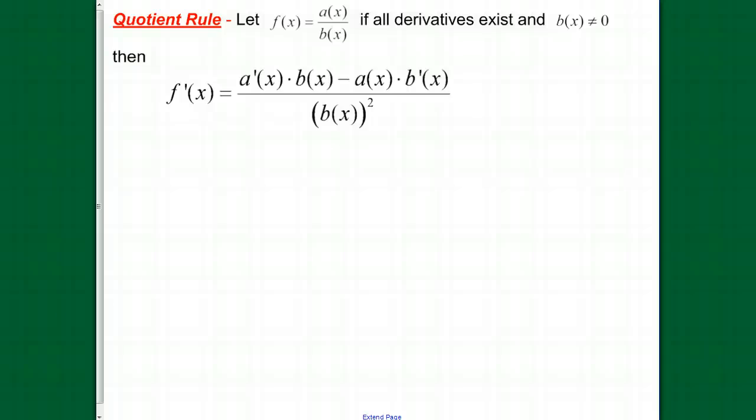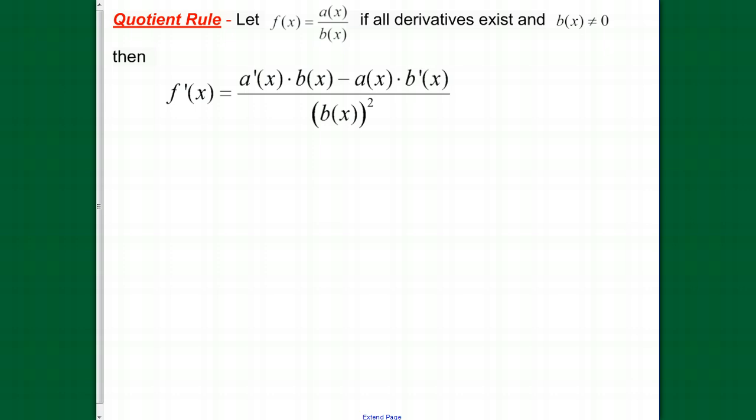Hello again, everybody. This is the second part of section 4.2 for calculus class. In the first part, there were a couple of videos talking about the product rule, when we had a function that was made up of two factors, different functions multiplied together. This second part of section 4.2 is called the quotient rule.